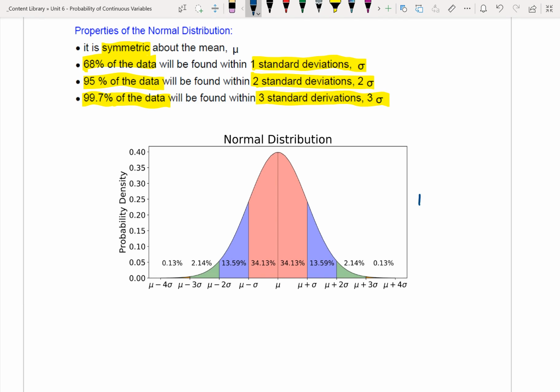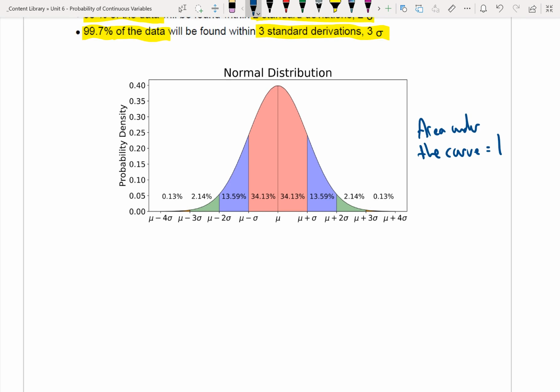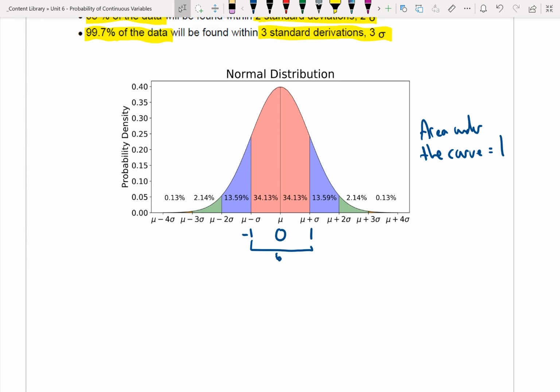Again, we want to remember that the area under the curve is equal to 1, because that is our total probability. So we can see from the mean in the middle, or we could say 0, and we have the mean plus 1 standard deviation, and the mean minus 1 standard deviation. So this whole section, within one standard deviation, we have 68%, roughly.